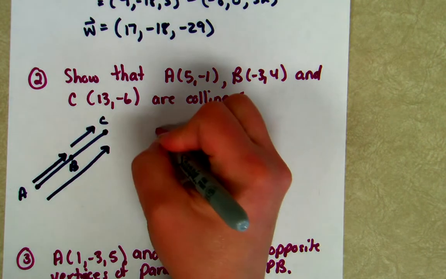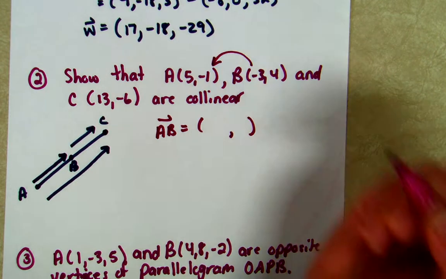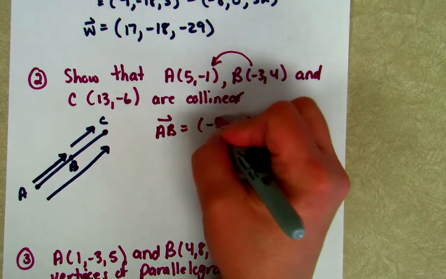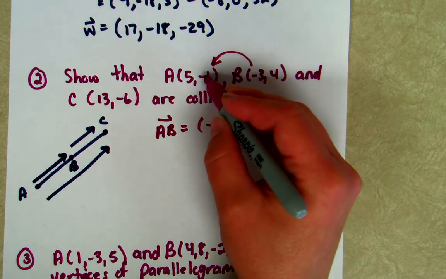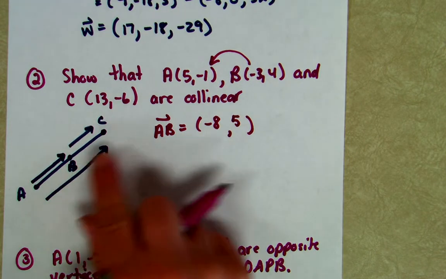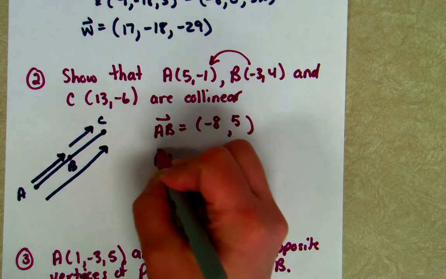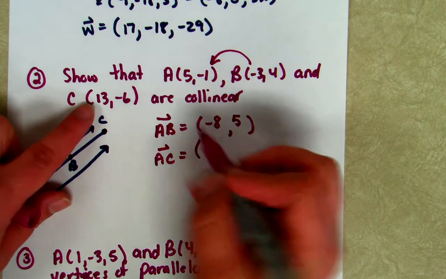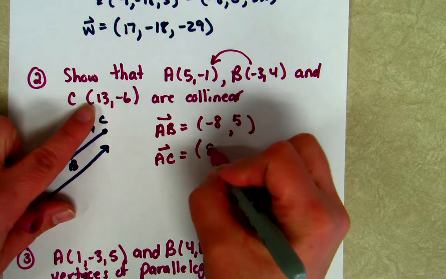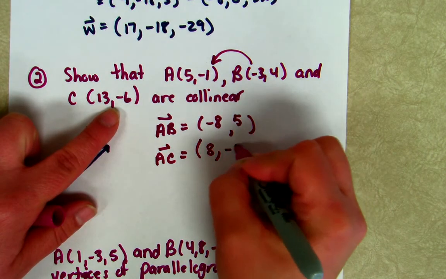With point-to-point vectors, the vector AB is going to be represented by the ordered pair I get when I backwards subtract. So negative 3 subtract 5 is negative 8. 4 subtract negative 1 is 5. So there's a vector that represents going from A to B. It's the difference between their coordinates. Now again, you could do B to C, but I'm going to choose to do A to C. And again, I'm going to backwards subtract. So 13 subtract 5 is 8, and negative 6 subtract negative 1 is negative 5.